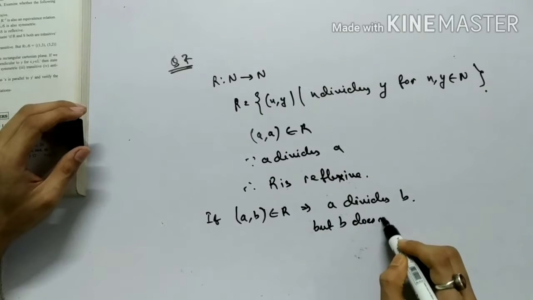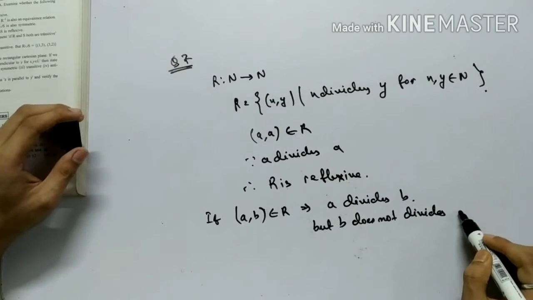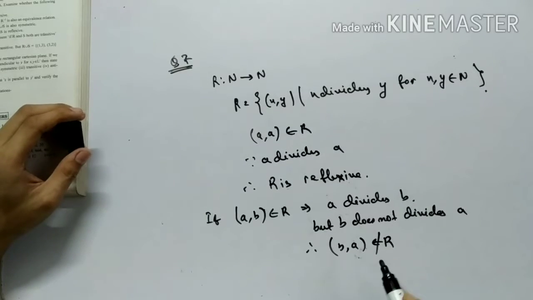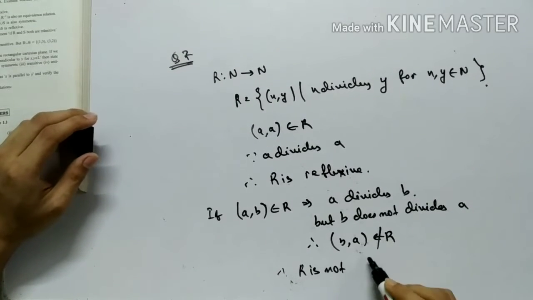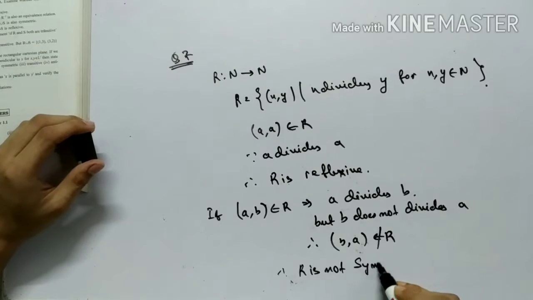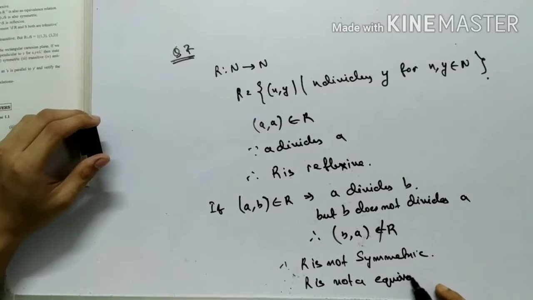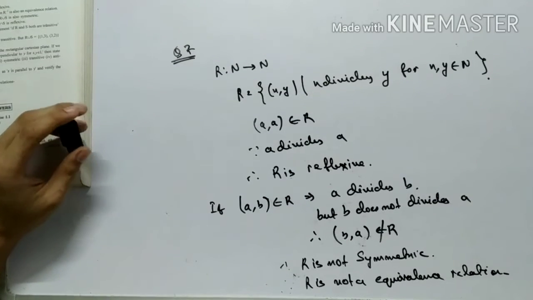And then you can say if (A, B) belongs to R, that is A divides B, but B does not divide A, therefore (B, A) does not belong to R. So you can say R is not symmetric, therefore R is not an equivalence relation. Like in this way also you can do it.